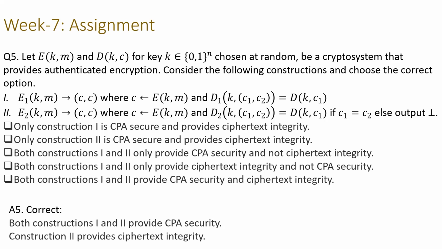Okay. Now, in case of the second construction, E2 is defined as E2 of K comma M is C comma C, where again C is the encryption of M with key K by the basic encryption algorithm, and D2 is done in a similar way as the first scheme, but there is one extra check whether C1 is equal to C2. Only in that case does the decryption algorithm return the decryption of C1 under K. Else it rejects or outputs bot.